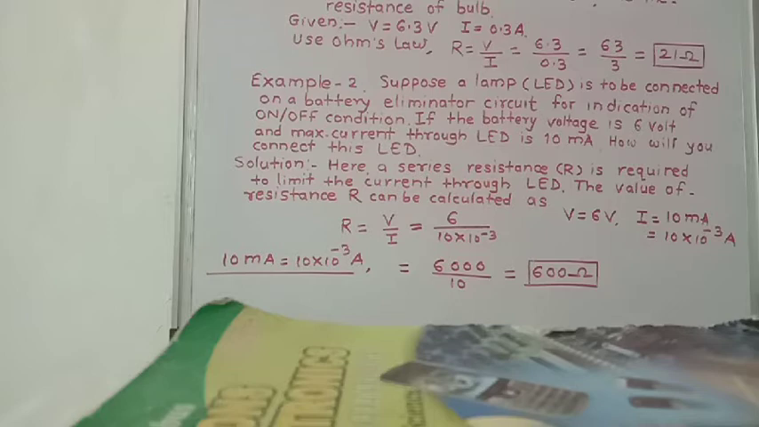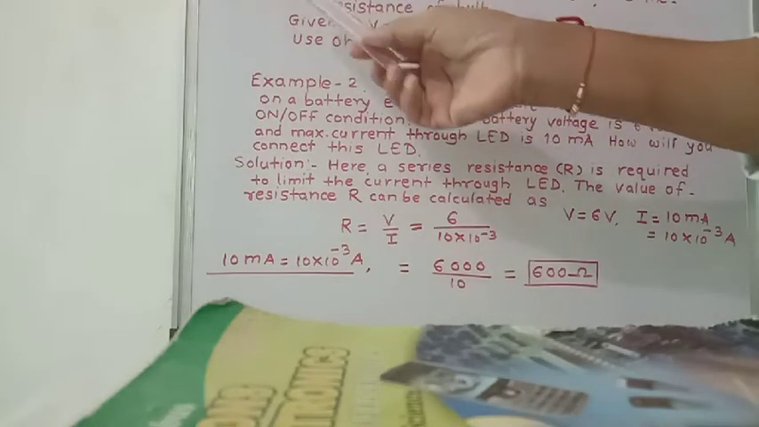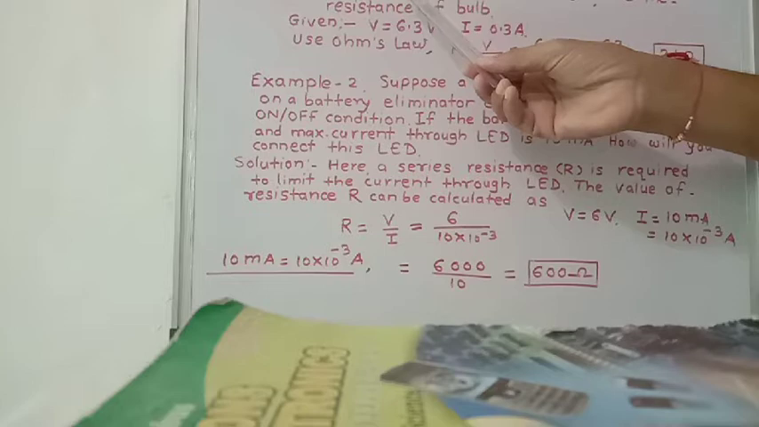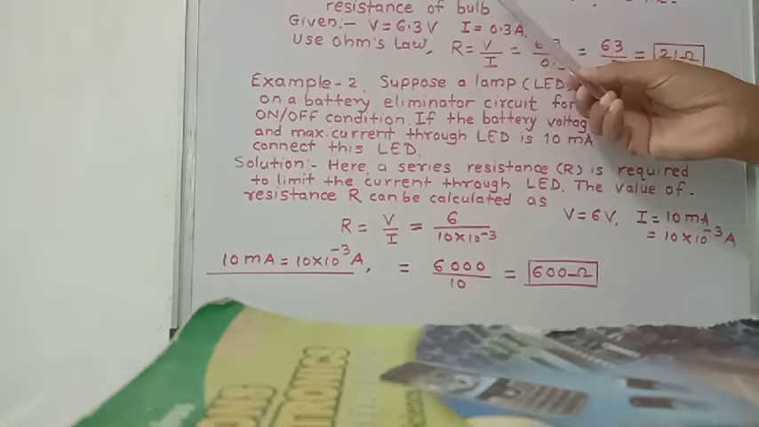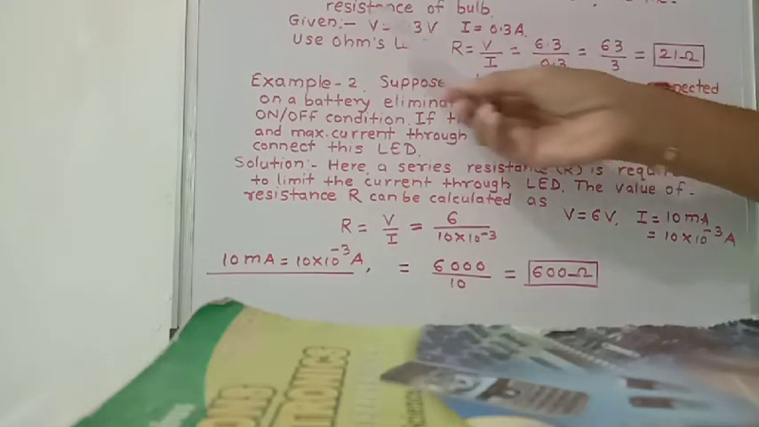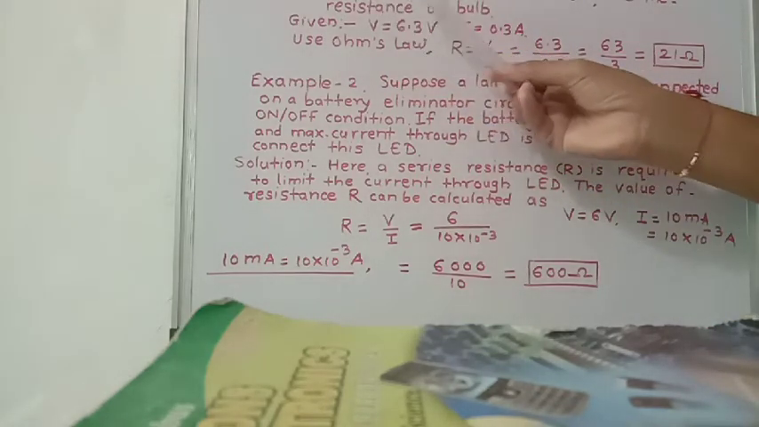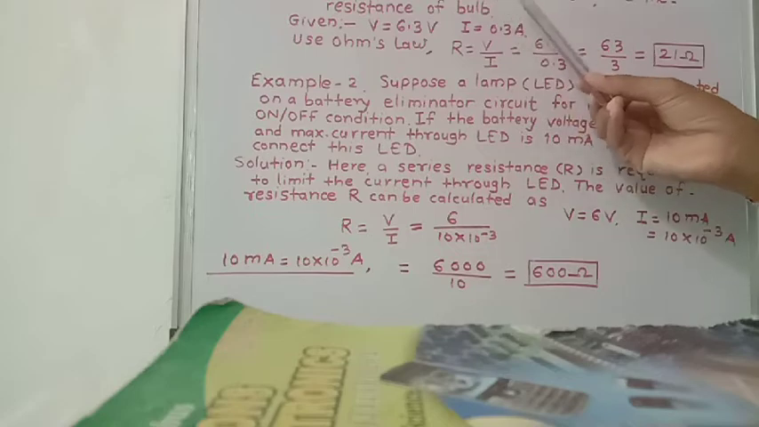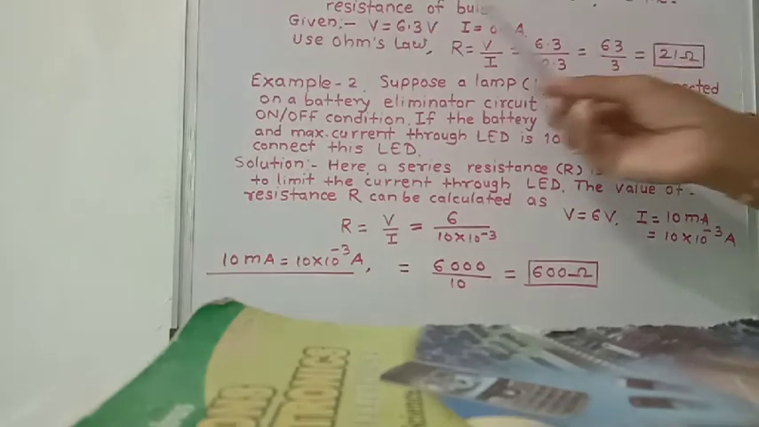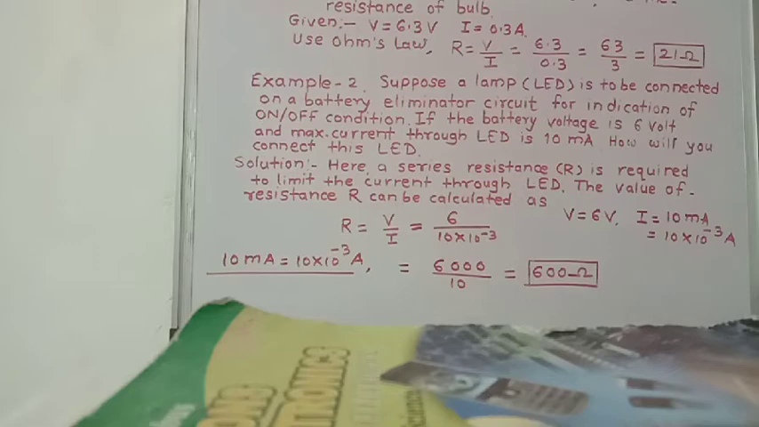Hello students, good morning. Today we will learn two more examples on the basis of Ohm's law. The first example: if a 6.3 volt bulb draws 0.3 ampere current, find the resistance of the bulb.